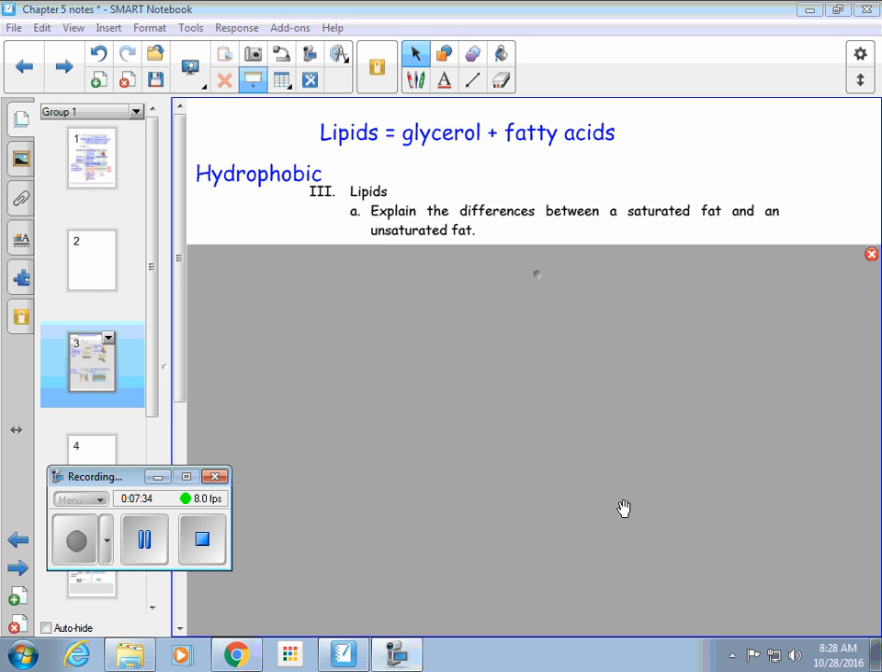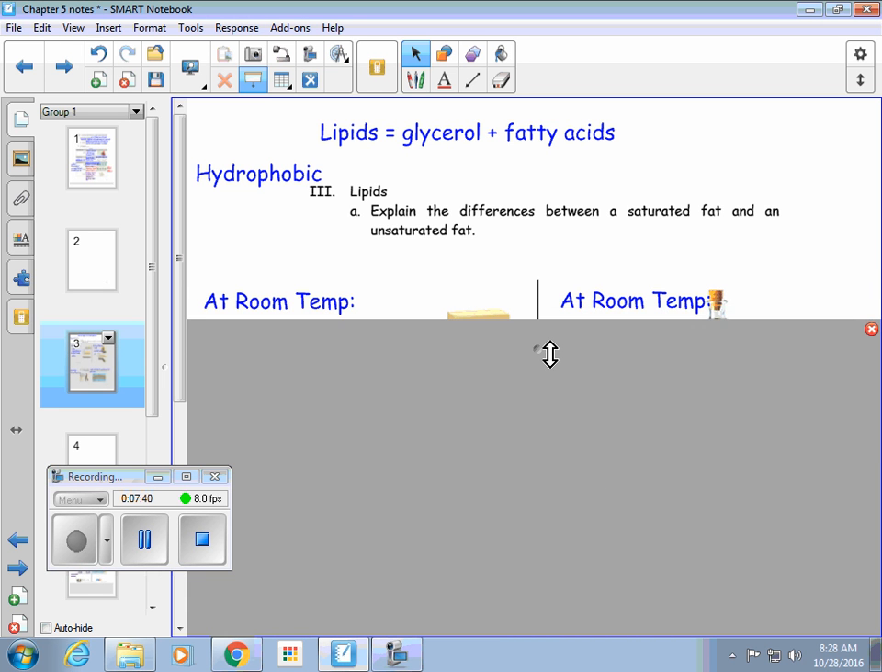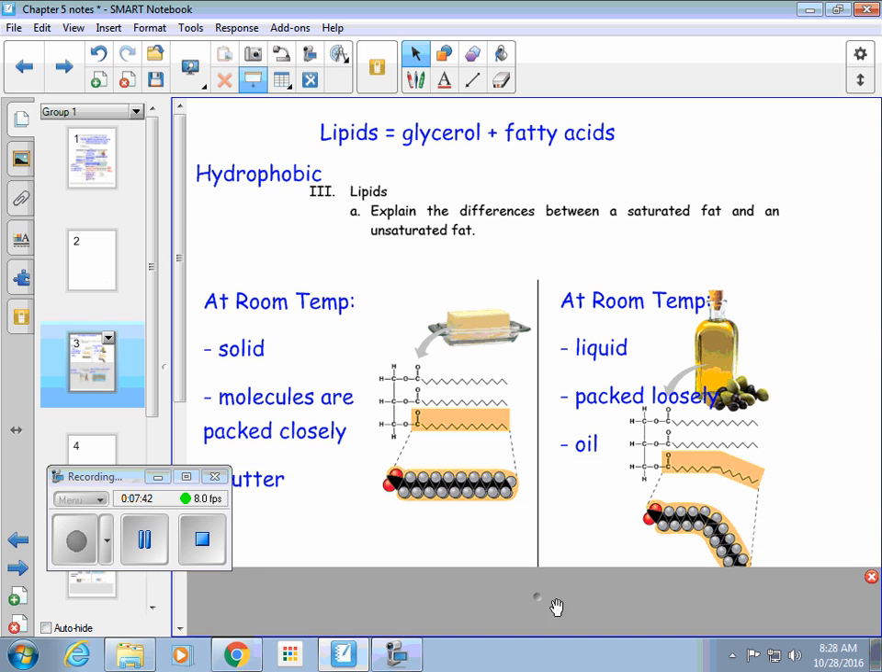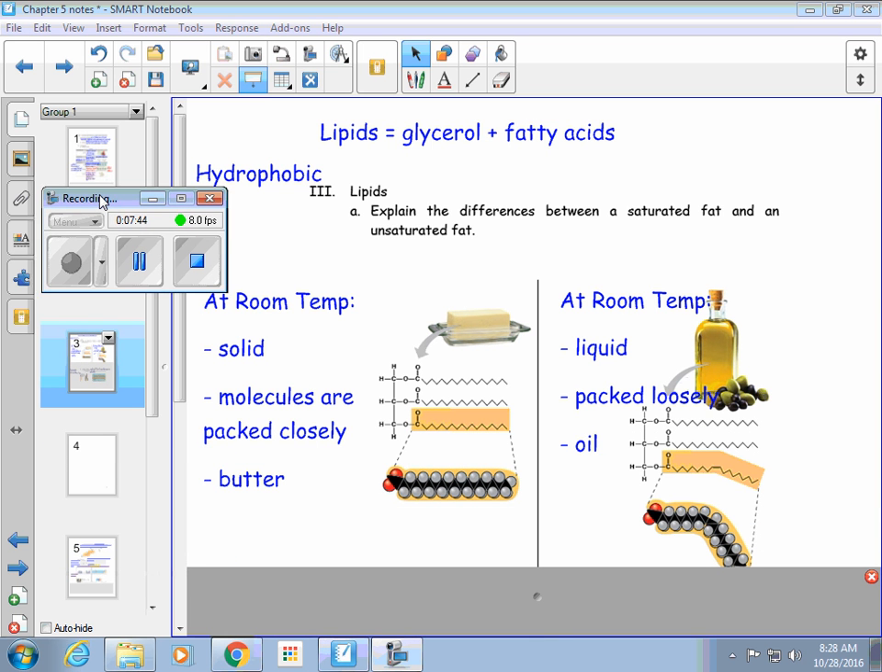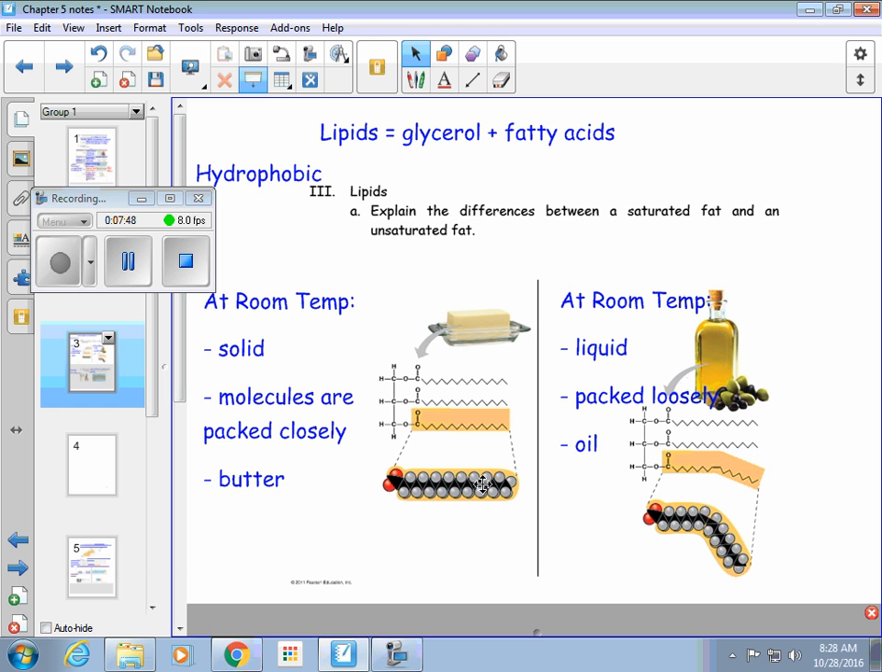Lipids are also hydrophobic. They do not want to mix with water. Good examples are oils and butters. I have a picture here of the difference between a saturated fat and an unsaturated fat. So let's stick over here to the left. At room temperature, a saturated fat is a solid. Butter is a great example. It's solid because the molecules are very closely packed together.